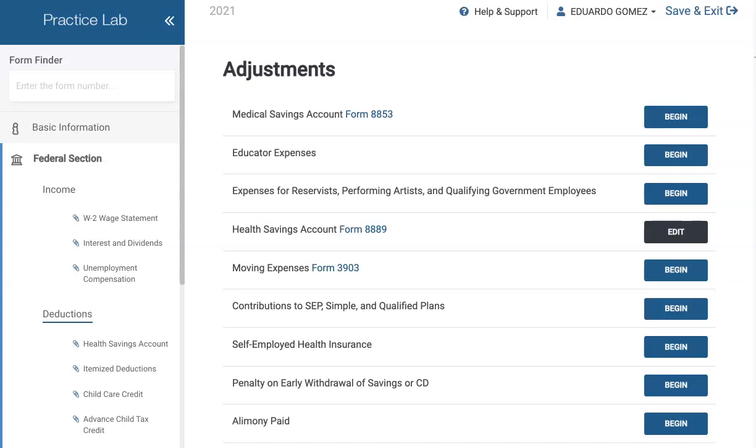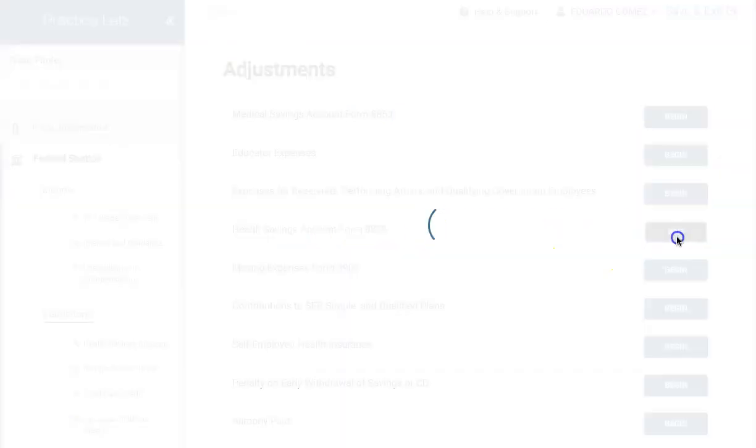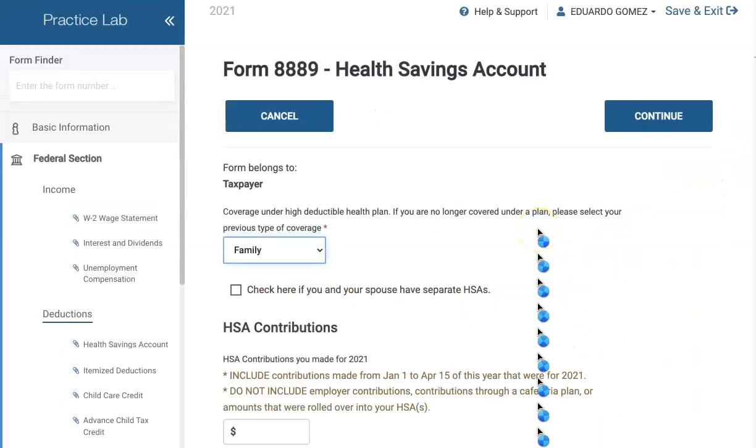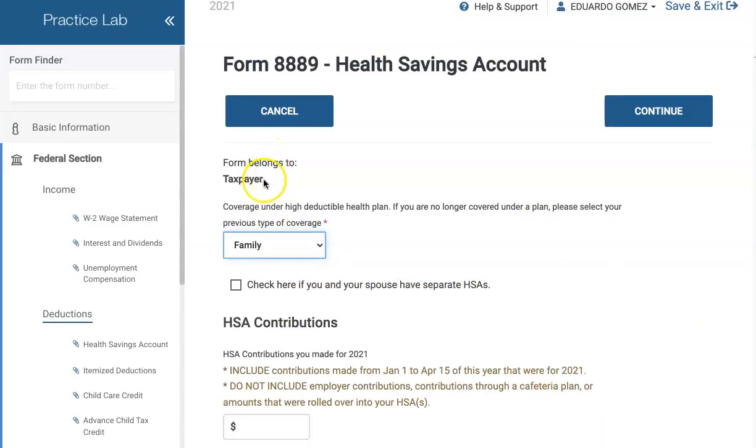Let's take a quick look at the health savings account. The information that goes into TaxSlayer involves an adjustment, because the HSA contributions reduce the income, reduce the adjusted gross income. It does not create a credit that is used to reduce the amount that's owed. So let's take a look at Form 8889. Notice there's no print option. This has already been created. This belongs to the taxpayer.